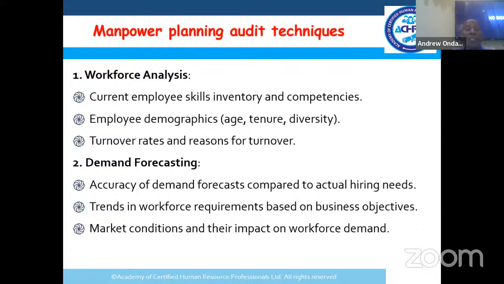On turnover rates and reasons for turnover, usually we conduct a turnover or an exit interview. Turnover rates is the speed at which people join and leave organizations. So people can leave organizations for various reasons. One, upon attainment of the retirement age. Two, resignation. Three, voluntary layoff. And four, dismissal.